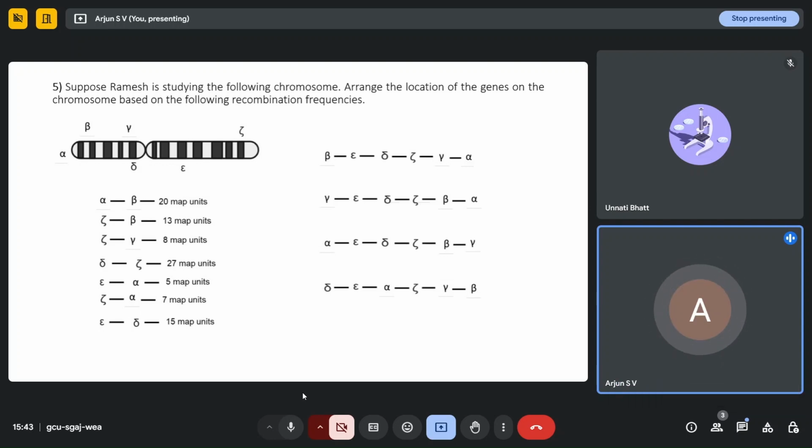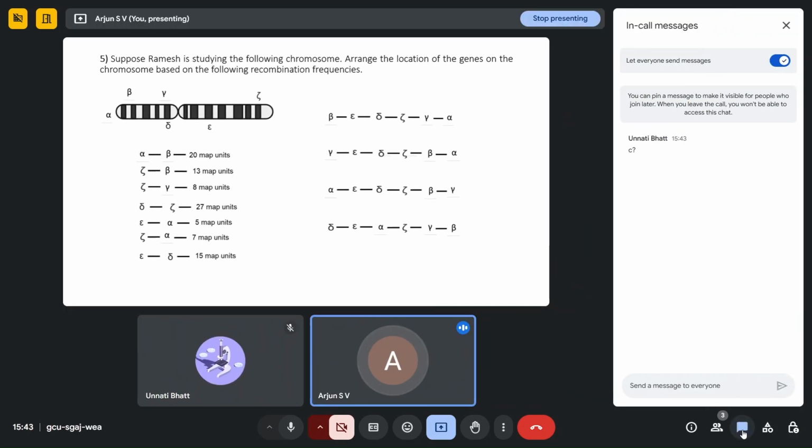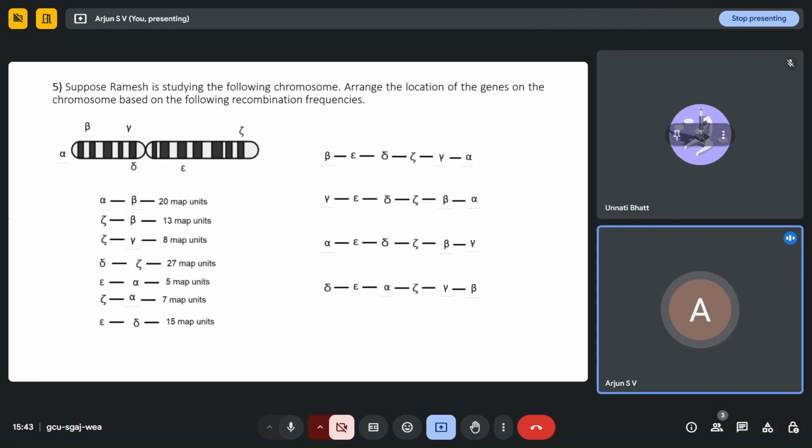So let's try to solve C in that case. Unity is saying C is the correct answer. But let's look at the sequence. Alpha epsilon is 5 map units, and then epsilon delta is given as 15 map units. Delta gamma is 27 map units, and gamma to beta is 13 map units.